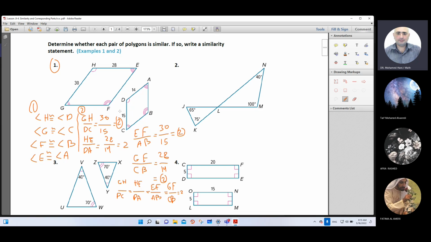Means the two figures here, are they similar or not? If we have congruent angles and proportional sides, are the two figures similar or not? Who can answer me? Similar or not? What's the meaning of similar?